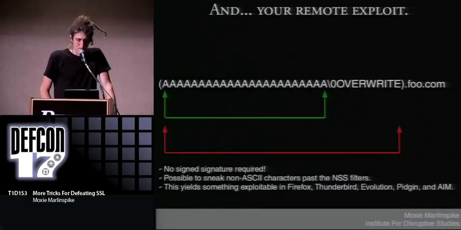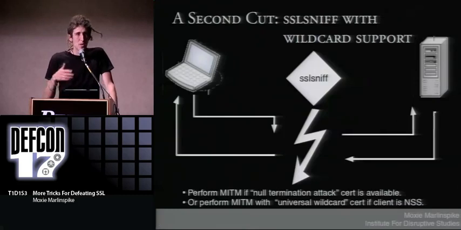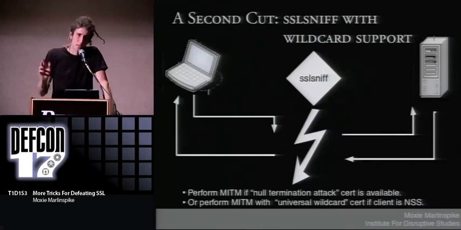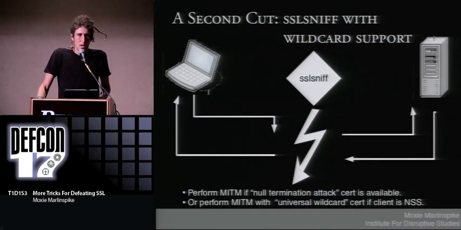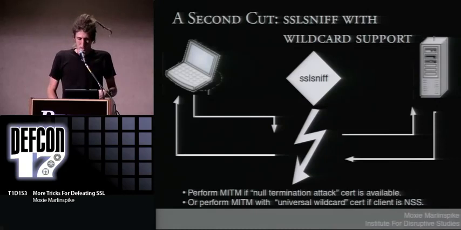Anyway, so now we have a second cut of SSL sniff. And we perform our man-in-the-middle attack, and if there's a null prefix certificate available for whatever the client is trying to connect to, we use that. Otherwise, if the client is NSS, then we pass them the universal wildcard certificate, and it just works for everything.